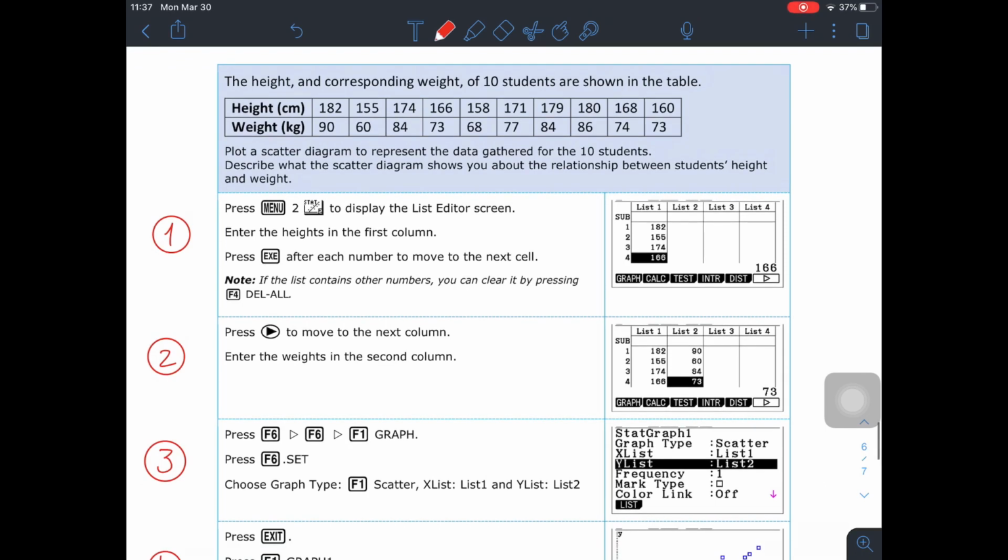Okay, so how do we do this using the calculator? You go to menu statistics, which is number 2, and you get this screen over here. So then in list 1, you're going to plug in always the independent variable or the X variable, right? The one that usually appears first in the table, height in this case. So you plug in those values. Then for list 2, you plug in weight, the second variable.